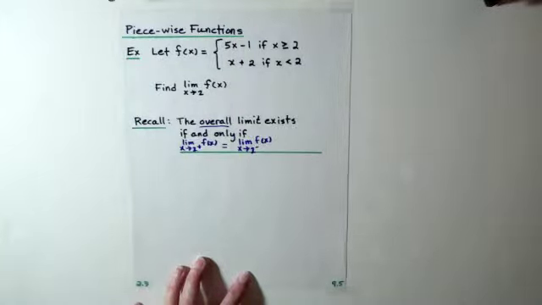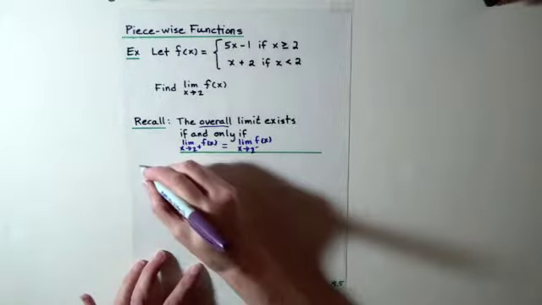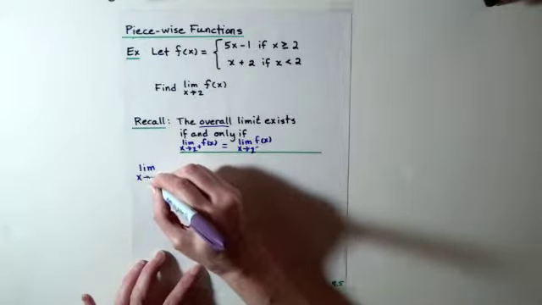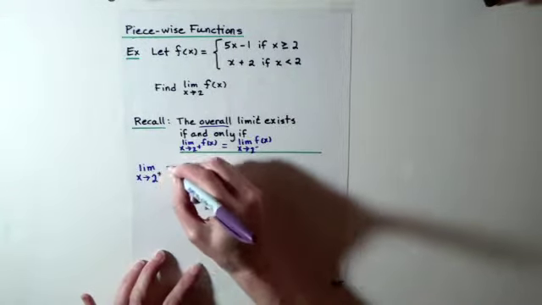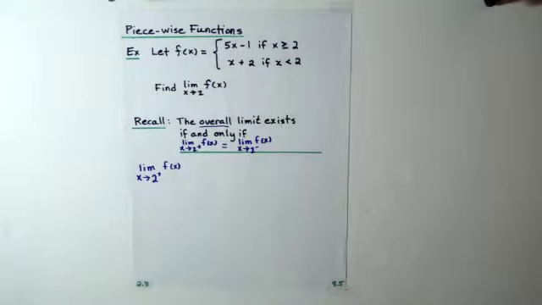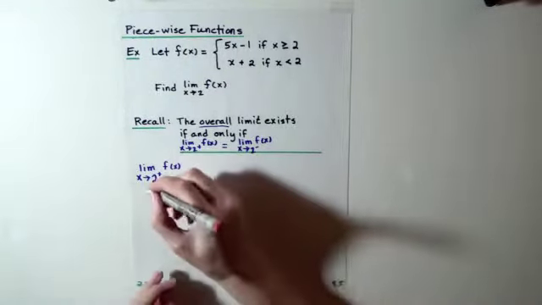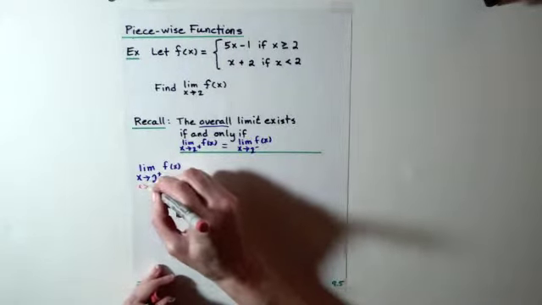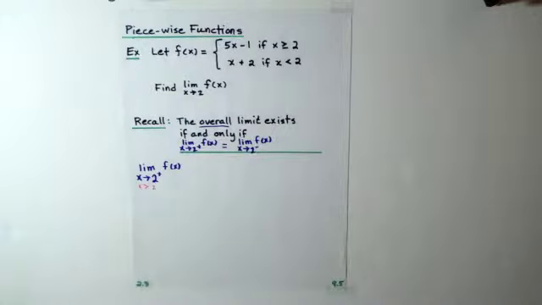So let's go ahead and see if we can find the limit from the right and the limit from the left separately. So I'm going to start by saying I want the limit as x approaches 2 from the right, through values that are a little bit larger than 2. So don't forget that if we are approaching 2 from the right, we are looking at x values that are a little bit greater than 2.